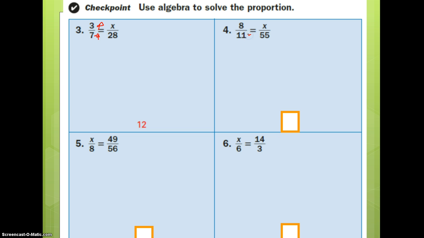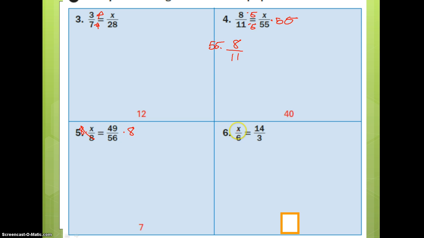For number 4, I'll do it the algebra way. You can multiply by 55. So 8/11 times 55, you will get 40. And again, the other way would be to multiply by 5. Multiply by 8 to both sides, that cancels this. And you get x equals 7. For number 6, you multiply by 6. Simplify the fraction, you get 28.